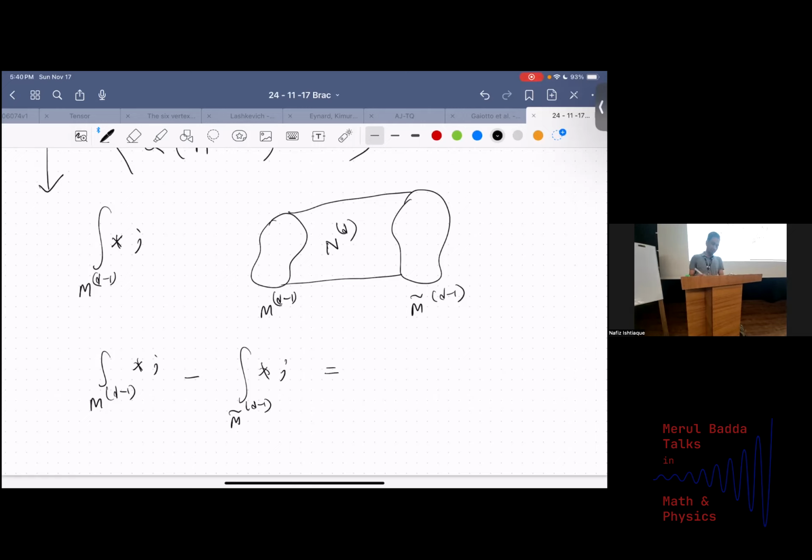So this difference is going to be the extra derivative acting on star J and integrated over N_d. Right? So this is just Stokes' theorem.